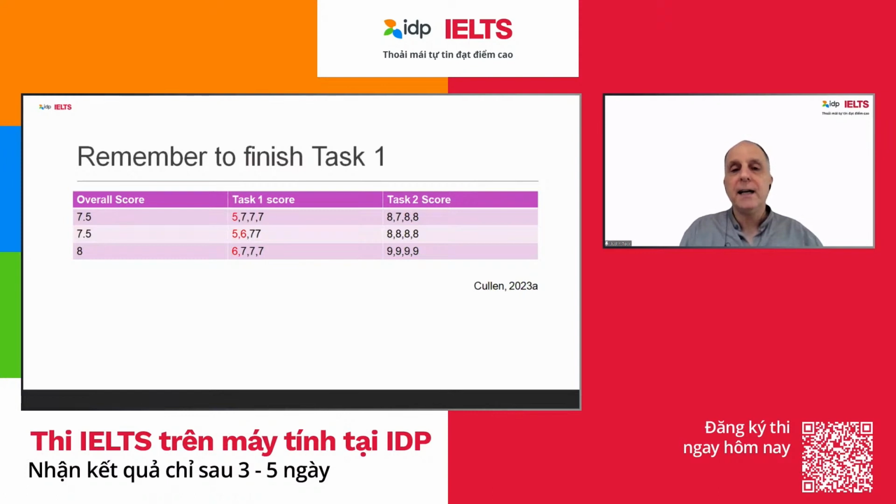If you only have, say, 20 words in task 1, then it can be a very low score. So make sure that you try to get those 150 words in.